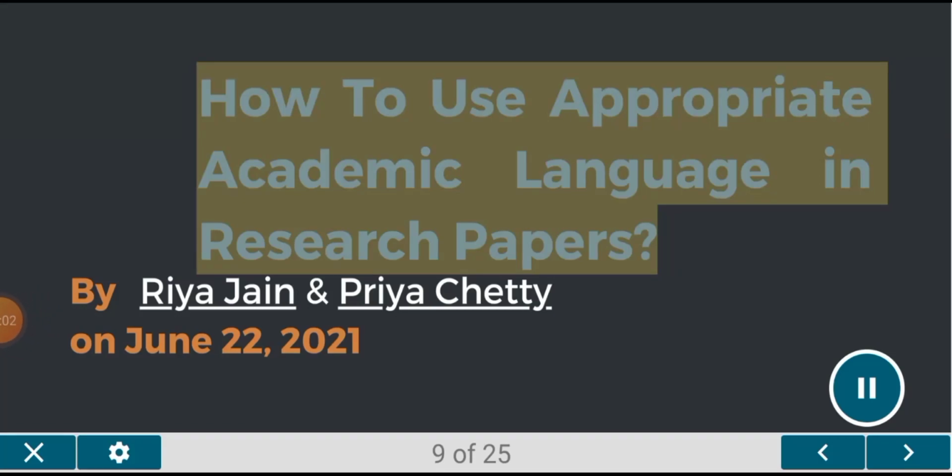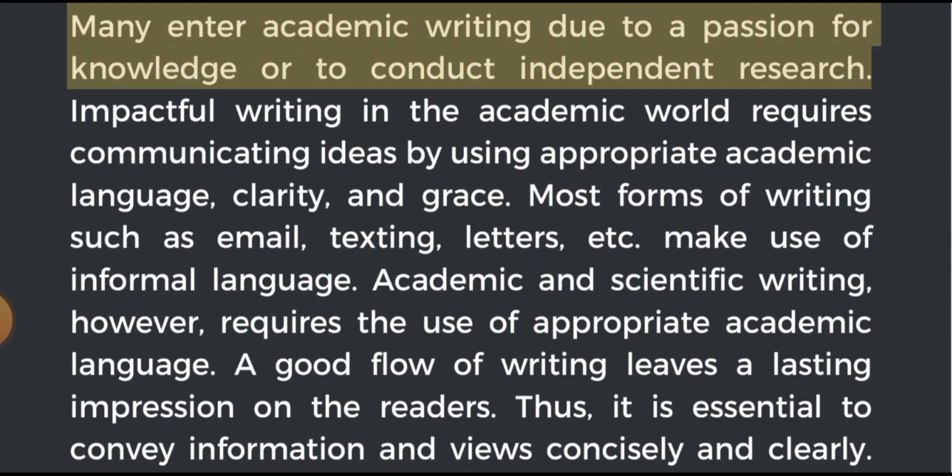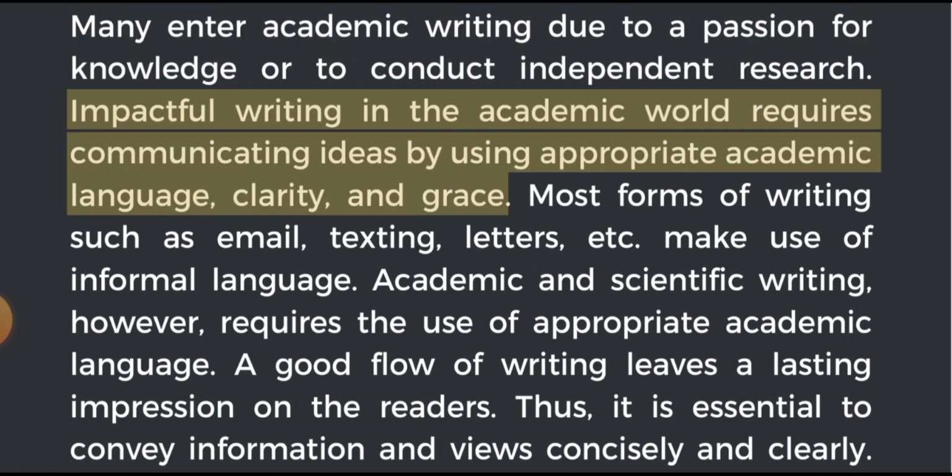How to use appropriate academic language in research papers. By Ria Jain and Priya Chetty, June 22, 2021. Many enter academic writing due to a passion for knowledge or to conduct independent research. Impactful writing in the academic world requires communicating ideas by using appropriate academic language, clarity, and grace.